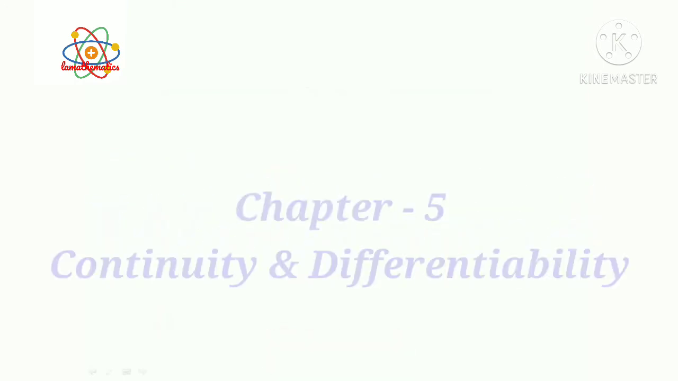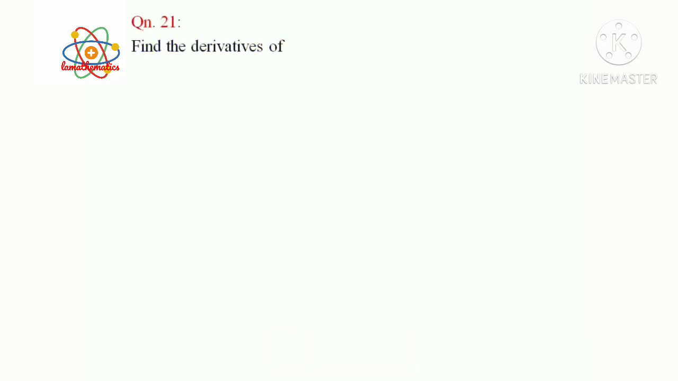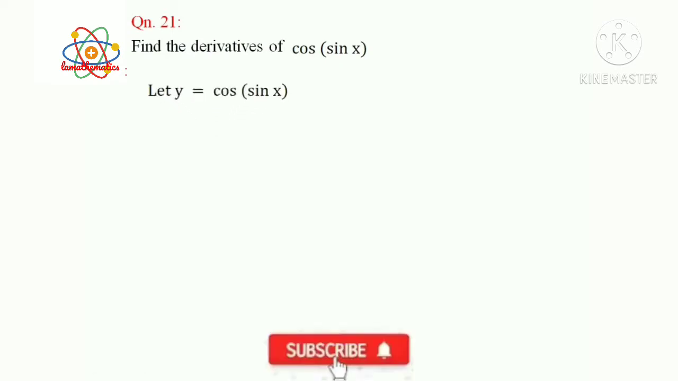Chapter 5, Continuity and Differentiability. Question number 21. Find the derivative of cos sin x. Answer. Let y equal to cos sin x. That is, y is a function of x.